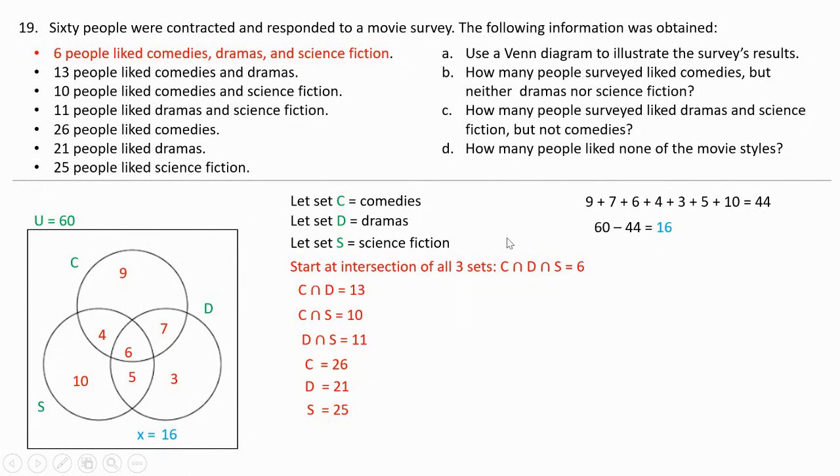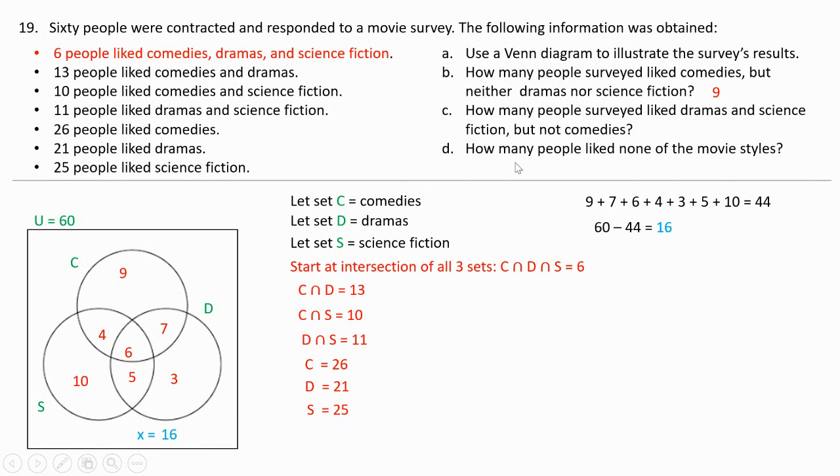Okay, now let's answer the questions. For part A, guys, this is the Venn diagram for part A. Now for part B, how many people surveyed like comedies, but neither dramas nor science fiction? Okay, so let's go to comedies. How many people like comedies, but not science fiction nor drama? So the answer will be 9, right? Because all these are comedies here, but they didn't like science fiction nor drama, so the answer is 9.